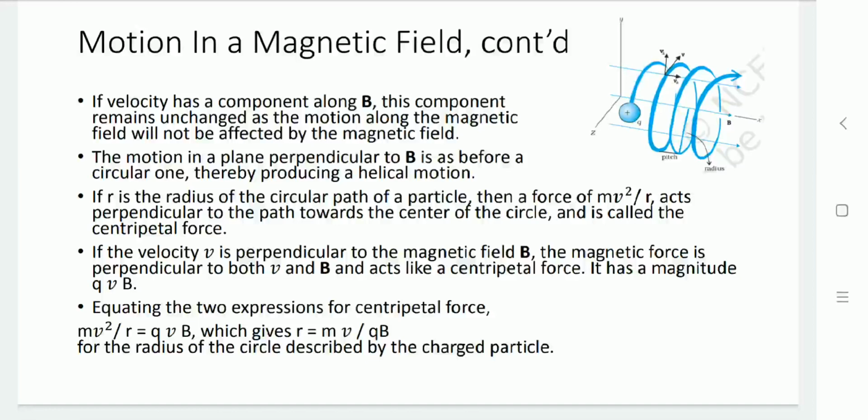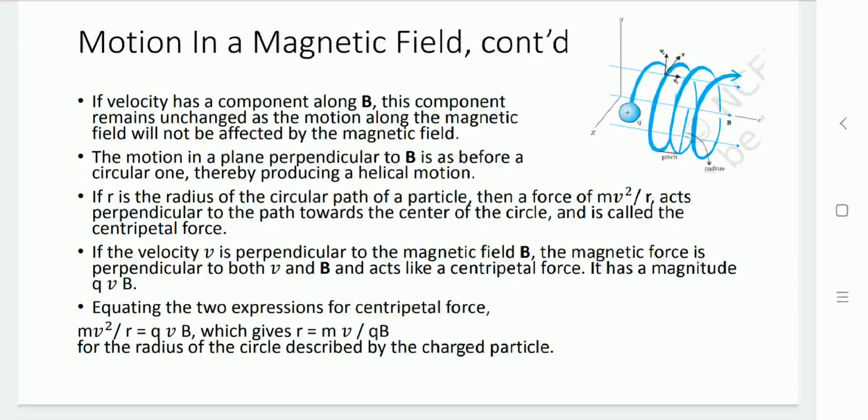So here, if we take R as the radius of the circular path, the force acting is mv squared by R, which is perpendicular to the path, towards the center of the circle, and this total force is known as the centripetal force. Velocity V and magnetic field are perpendicular, and the force acts like a centripetal force. So the magnitude of the force is given by QVB.